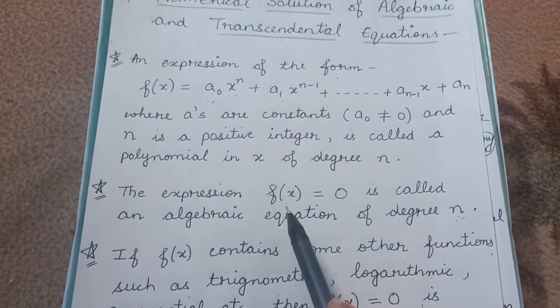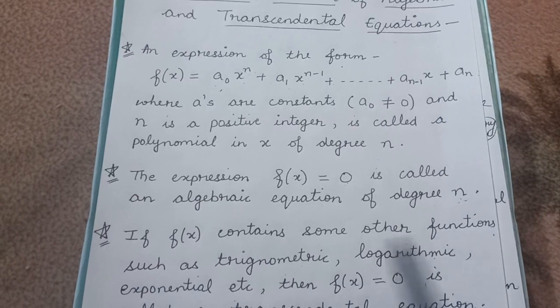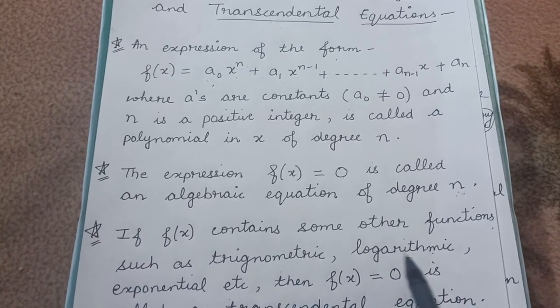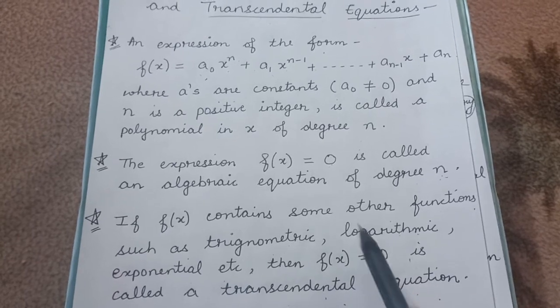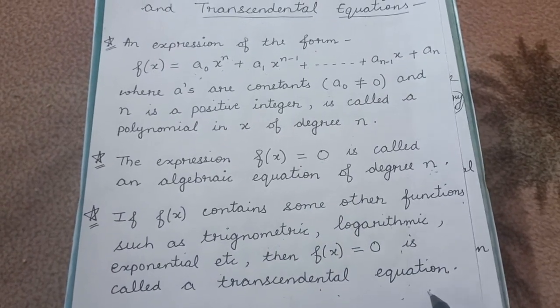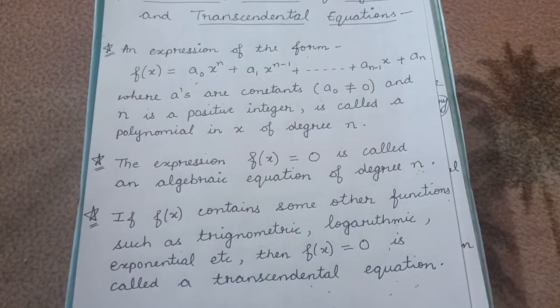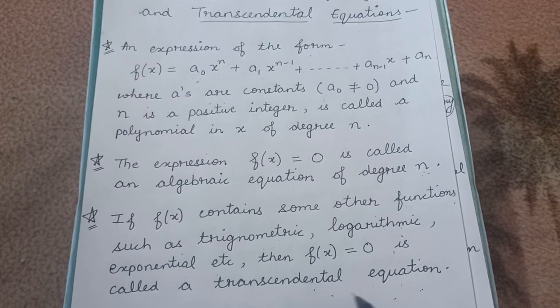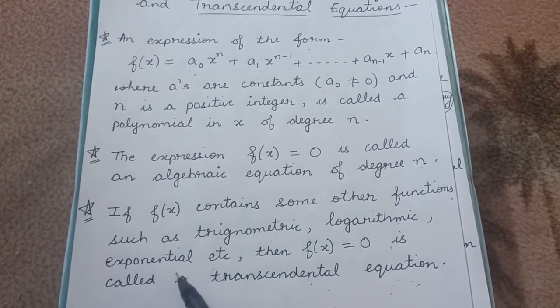Now when this function, this f of x, contains some other functions such as trigonometric, logarithmic, exponential, etc., then this equation f of x equal to 0 is called a transcendental equation. So this is the major difference between the algebraic equation and the transcendental equation. The transcendental equation contains these kinds of functions in it.